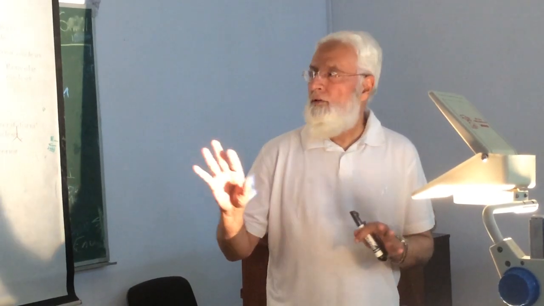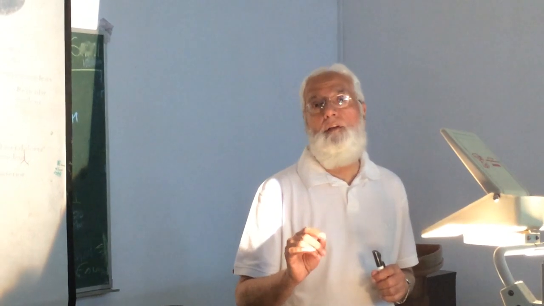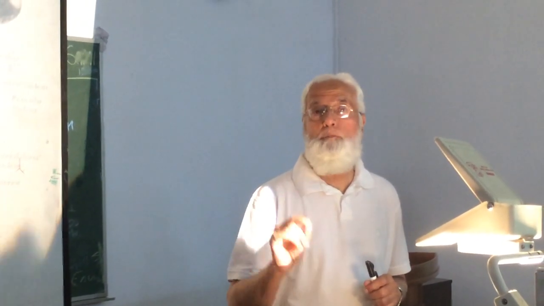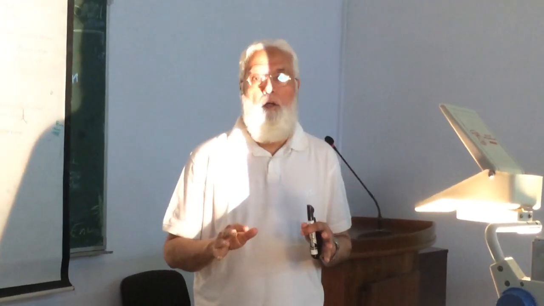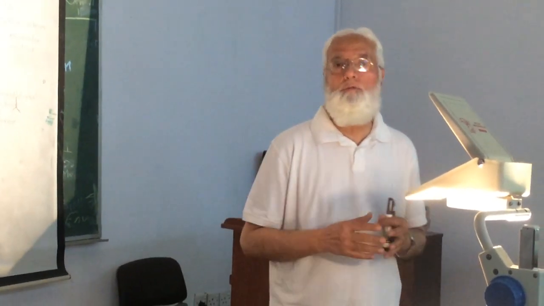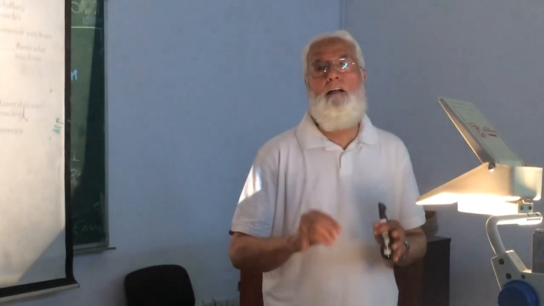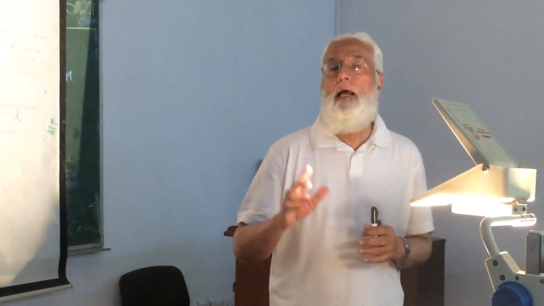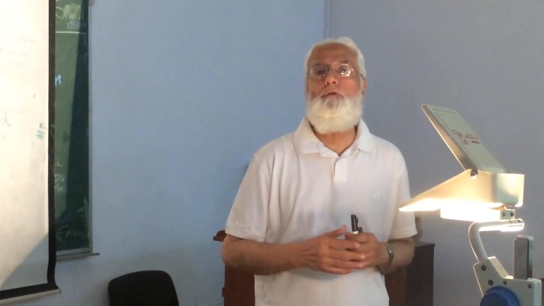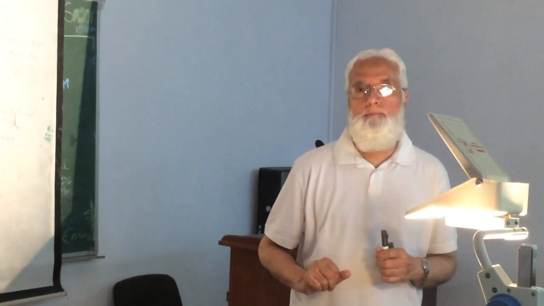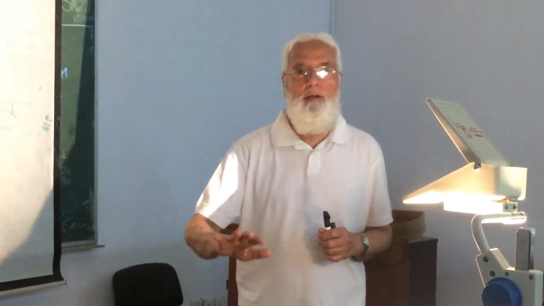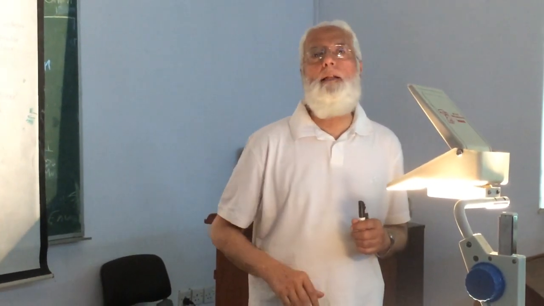Now, in thalamic syndrome, there is degeneration of the ventral posterior nucleus, the VPL and VPM. But anterior and medial nuclei remain intact.